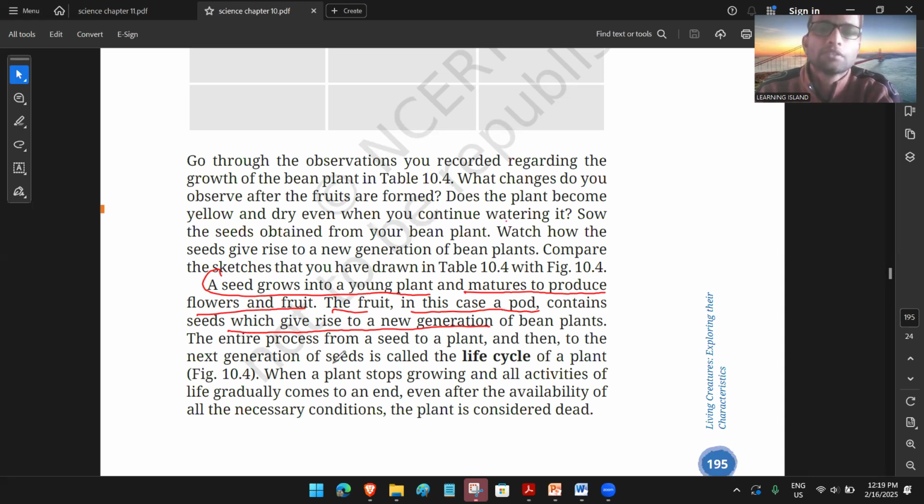Okay, so there is a picture of this life cycle. The entire process from seed to plant and then to the next generation of seeds is called the life cycle of the plant. Okay, my dear student, this portion is very much important, so note it down.